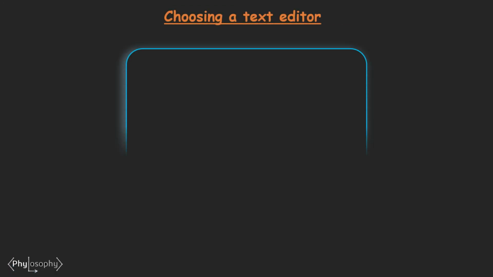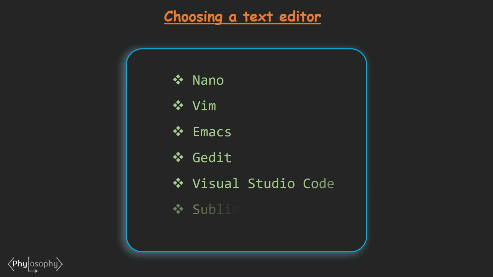Now the next thing is choosing a suitable text editor. It can greatly enhance your productivity and make the process of writing and editing scripts more enjoyable. There are plenty of text editors available like Nano, Vim, Gedit, Sublime Text, etc. But I will be mostly using the Vim editor for this tutorial.